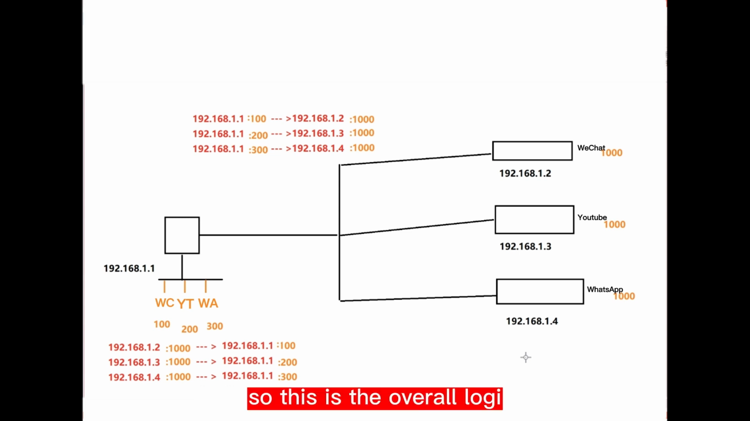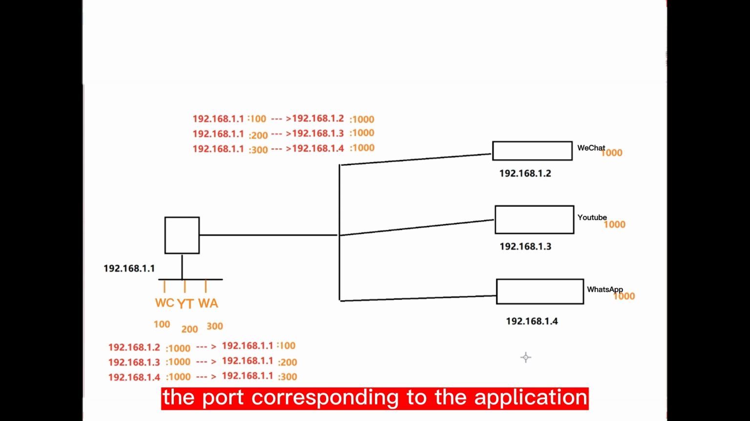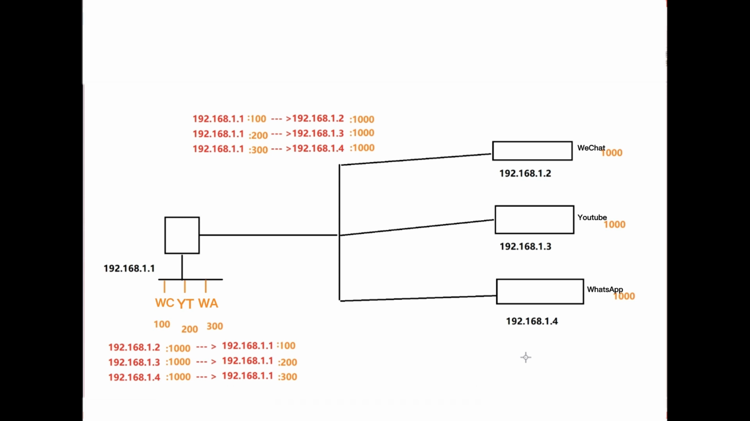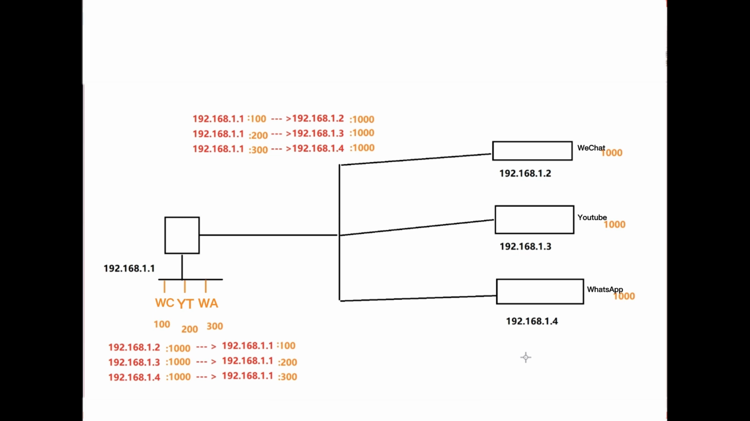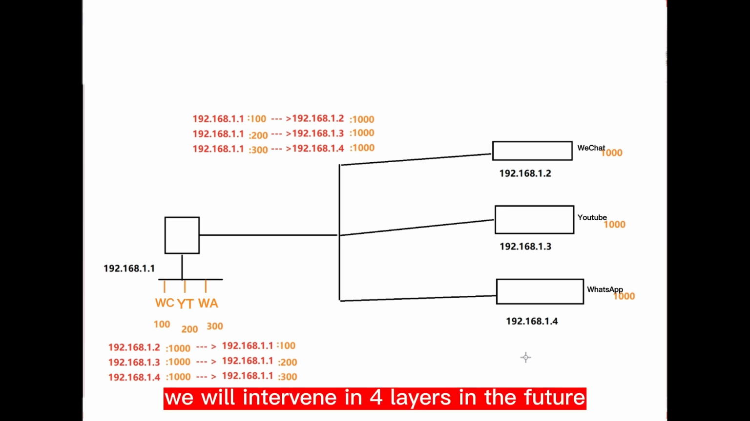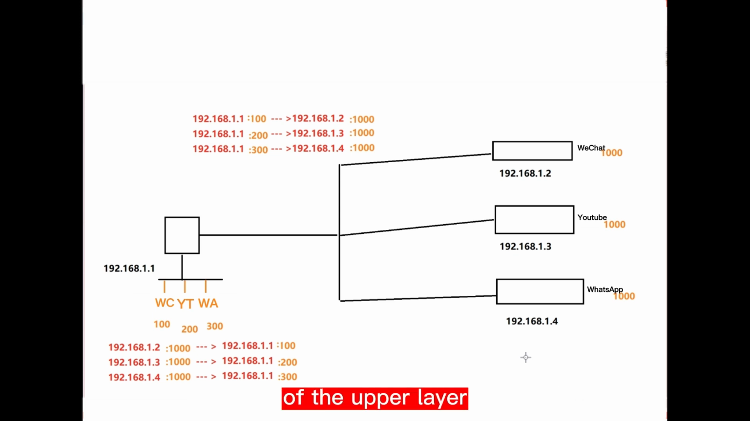So this is the overall logic of data communication. When we exchange data, instead of just taking one IP address and sending it over, we use the port corresponding to the application plus the IP address. This combination is used for data communication together. For the peer device, communication and visits are equal. This is data communication, what I told you here. We will intervene at layer 4 in the future, which is actually more about passing the application data of the upper layer.